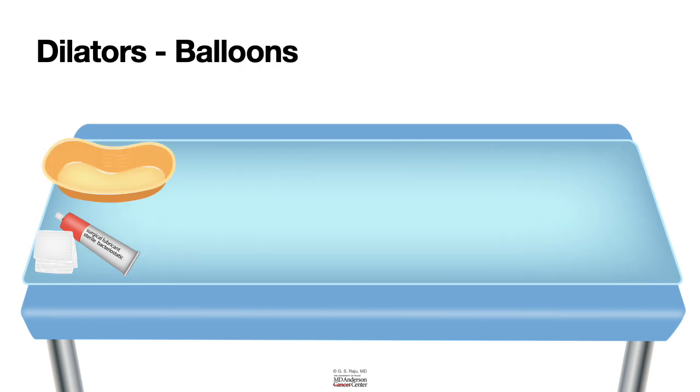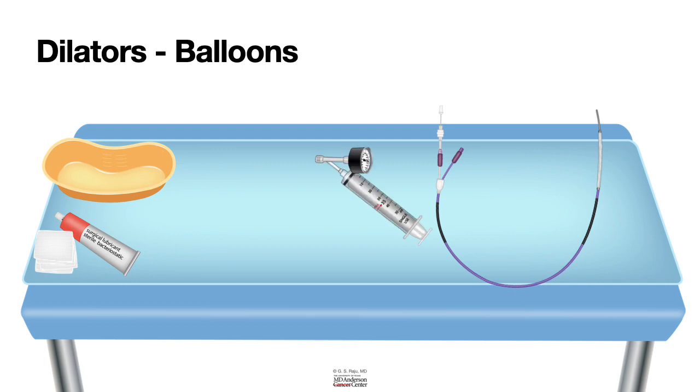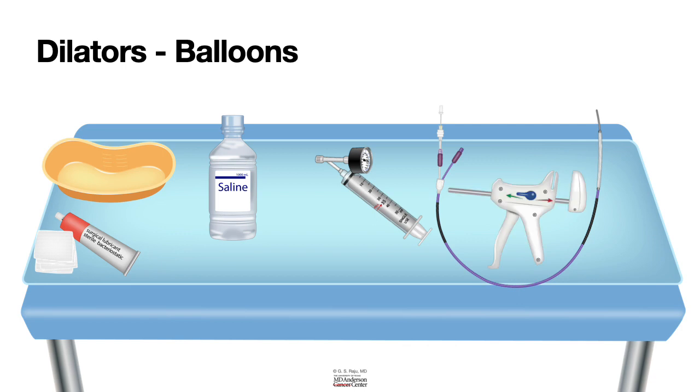So let us look at balloon dilators. What you need is a balloon dilator catheter, and to inflate the balloon you need a syringe with a measuring device, fluid to pump that balloon up, with the help of a gun that puts the pressure in the syringe to inflate the balloon.